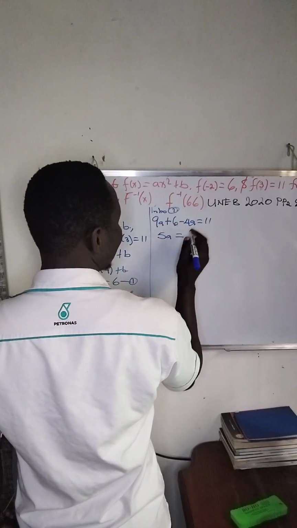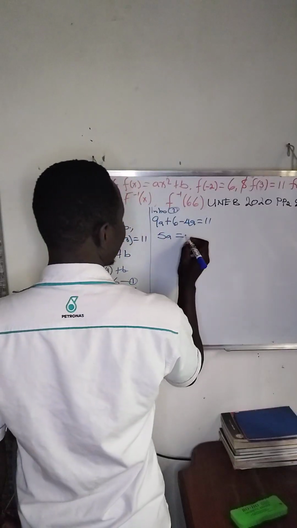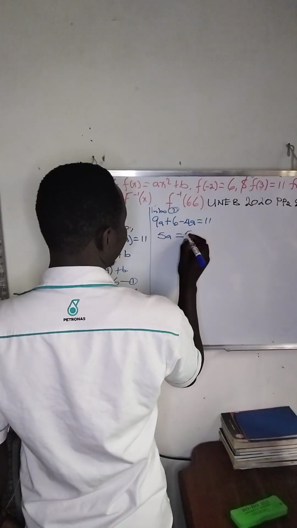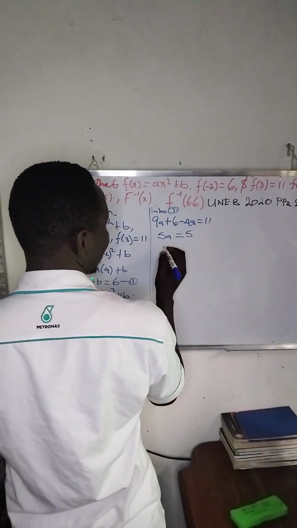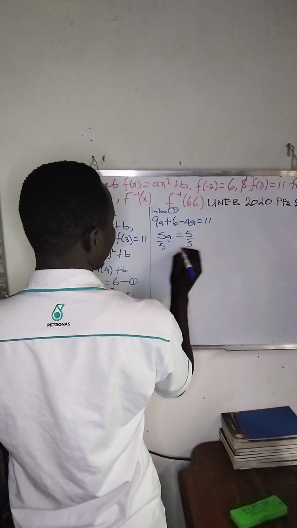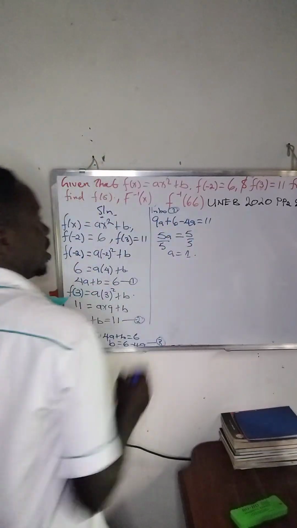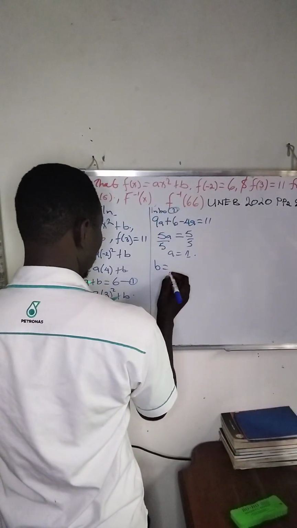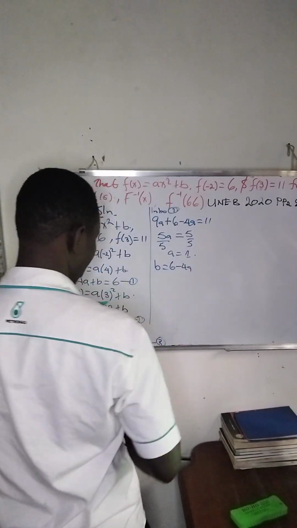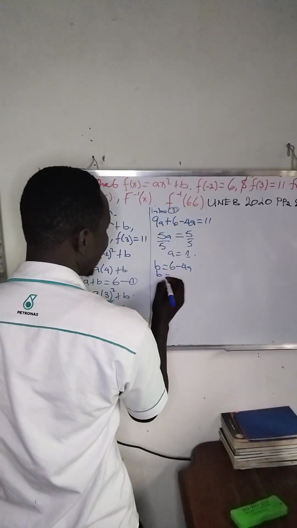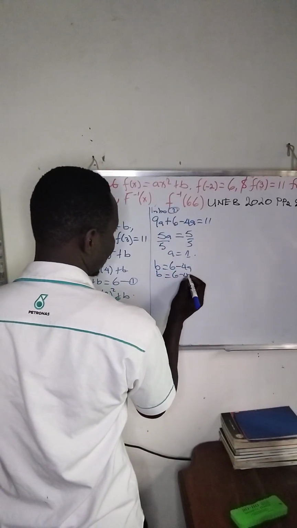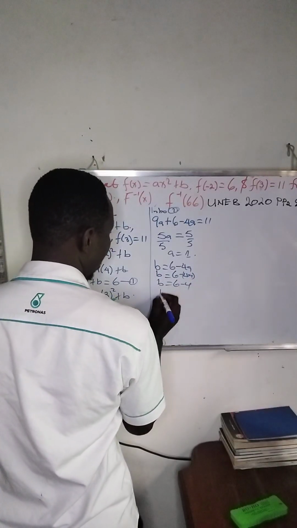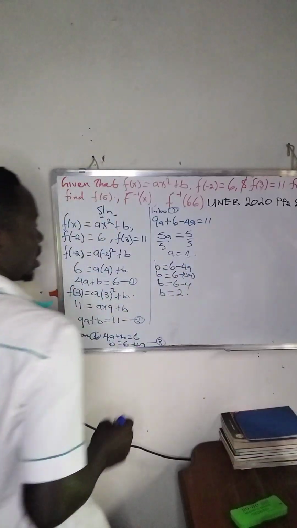Now 11 minus 6 is 5, isn't it? Yes, all over 5, our a qualifies to be 1. Are you seeing that one? But remember, they are saying b is equal to 6 minus 4a. Which means our b is equal to 6 minus 4 times 1. So b is equal to 6 minus 4, and b is equal to 2.